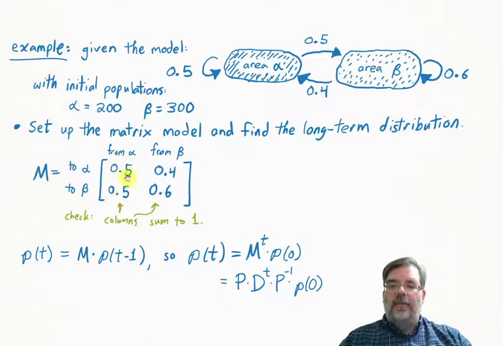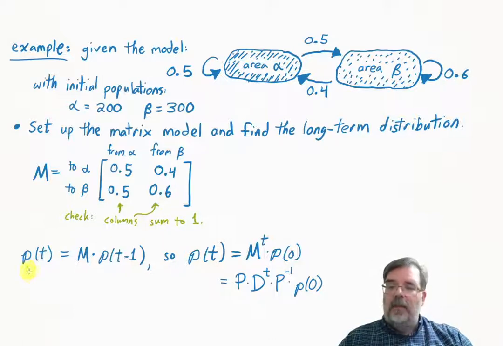So to alpha from alpha, that's the 0.5. To alpha from beta, that's that 0.4. To beta from alpha, that's this 0.5. And to beta from beta, that's that 0.6. And as always, we can check. We can see that these columns sum to 1. So it's looking good.